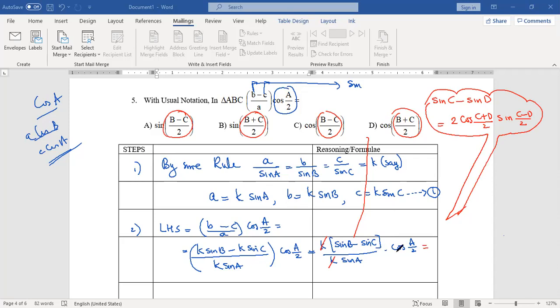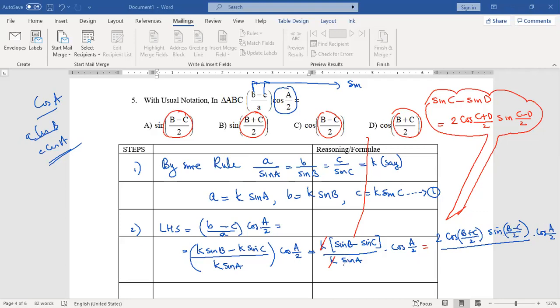You write one below the other. I don't have space, so I'm writing it like this. So 2 sine, b plus c, not sine, cos. 2 cos (b plus c) by 2 into sine (b minus c) by 2, divided by this, cos a by 2.